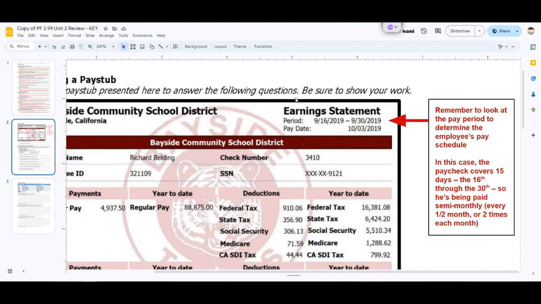When we start at the beginning of the month, it's really easy to look at a paycheck and see if it covers the 1st through the 15th. Well, that's 15 days, right? But if we did the subtraction, 15 minus 1 is 14 days, we would know that that's not right. Same thing happens for the next 15 days within the month. So this covers 15 days or half a month. That suggests to us that he's being paid semi-monthly, or 2 times a month.